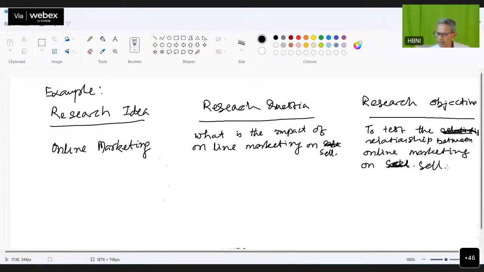Between online marketing and sale. So this is a typical example: your research idea is your field of research. You have opted for online marketing, and then you can generate a research question. What is the impact of online marketing on sale? And your research objective will be to test the relationship between online marketing and sale. This is how you generate a research idea, research question, and research objective.